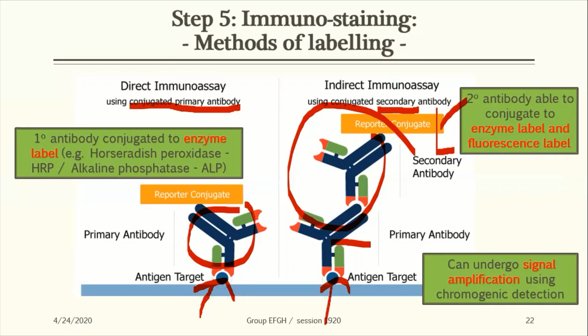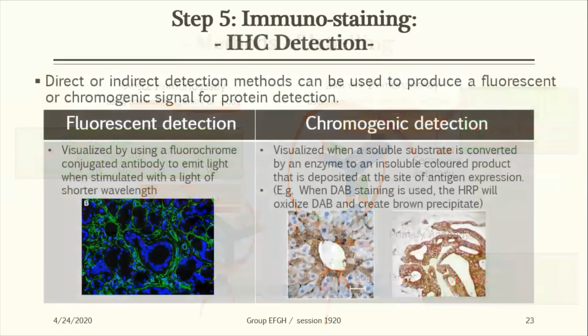Moving on, I will talk about the different enzymes or conjugates that we can conjugate the antibody with. Usually there are only two. We prefer either fluorescent or chromogenic detection.